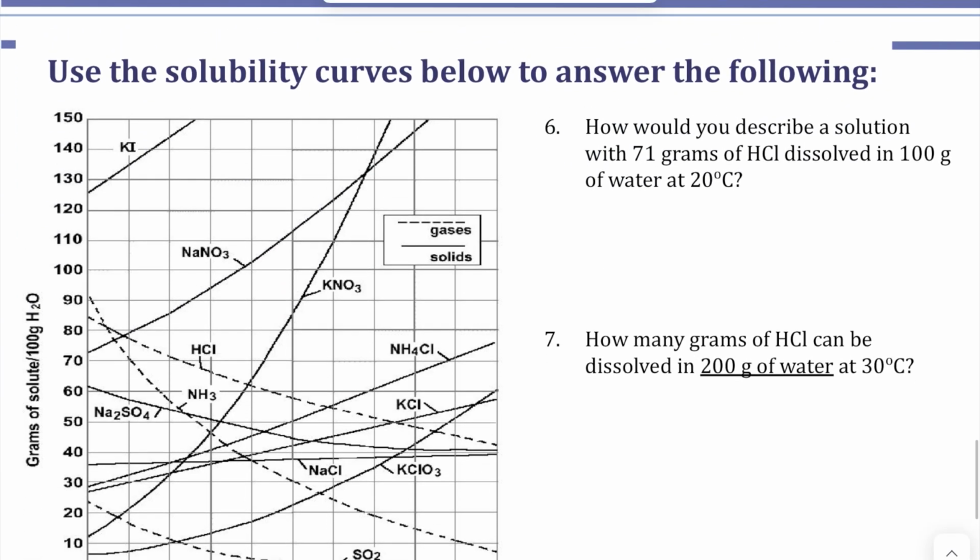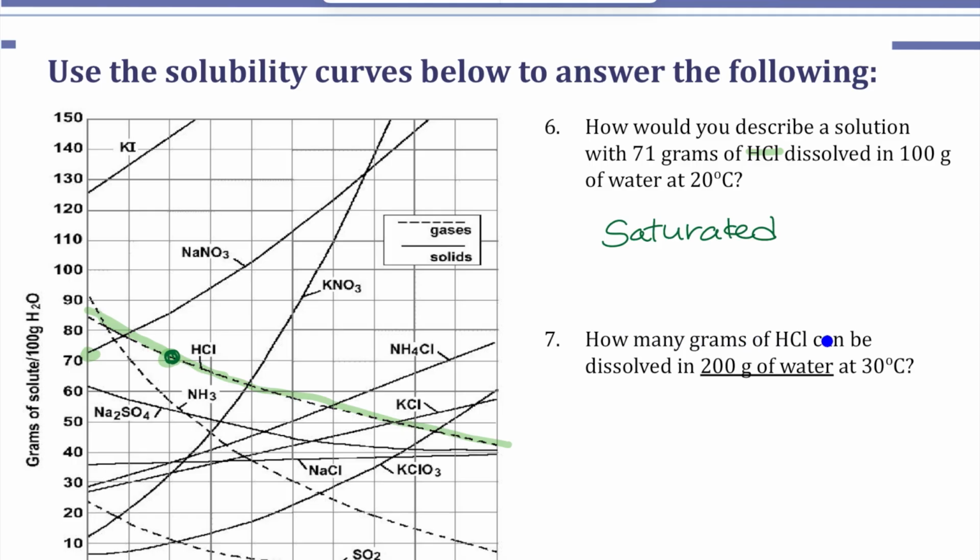Looking at number 6, how would you describe a solution with 71 grams of HCl dissolved in 100 grams of water at 20 degrees Celsius? So we are looking at that hydrochloric acid. Finding that on my graph, that one is right here. So we've got 71 grams, which is just above that 70. 20 degrees Celsius is here. So to me, it looks like that is right on the line. And so because it's right on the curve, that would be a saturated solution.